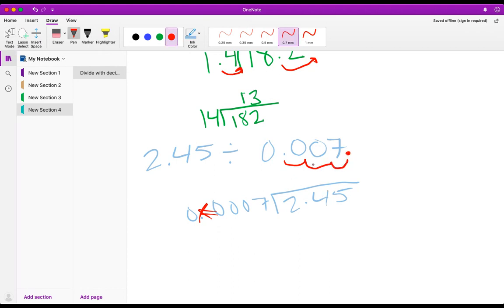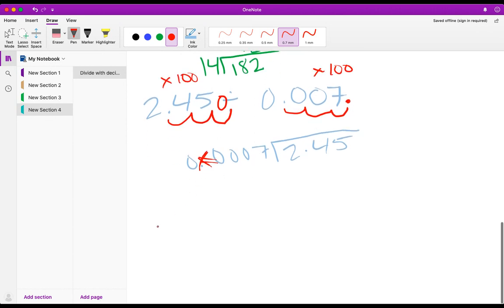Okay, so if I do 3 jumps here, then I have to do 3 jumps here. 1 jump, 2 jump. Oh no, I only have 2 numbers. What do I do next? Well, I have to just put another 0 there. So really what I'm doing is I'm timesing both sides by 100.